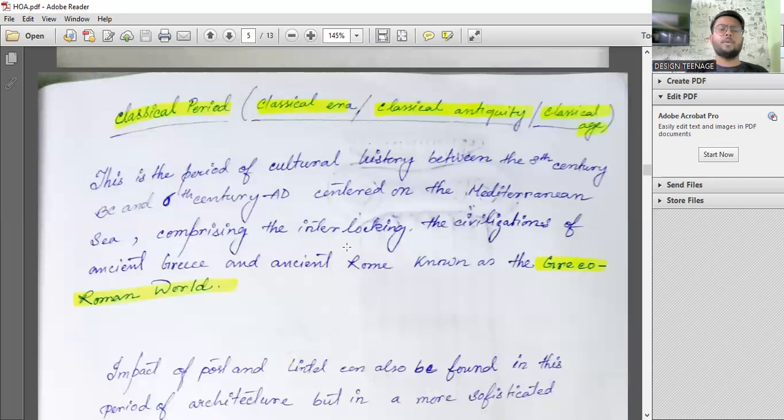So what is happening at this point of time is, this is the period of cultural history between the 8th century and the 6th. Cultural history, in the sense that people are trying to share. A colony or a community over here is trying to connect with another, and they are trying to come up with a similar, mixed kind of concept of structures. They are merging. Centered on the Mediterranean, interlocking the civilizations of ancient Greece and ancient Rome, known as the Greco-Roman world.